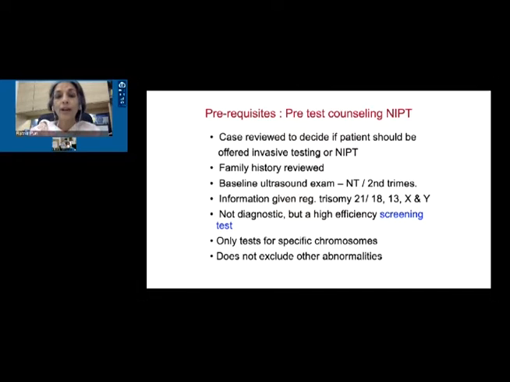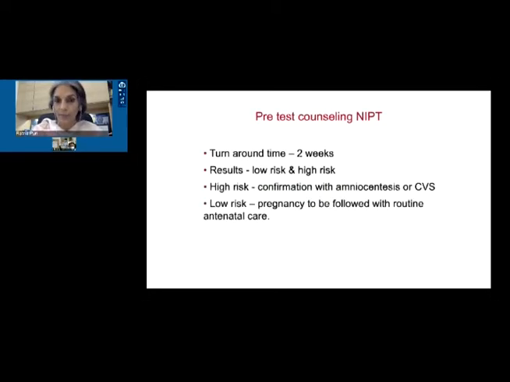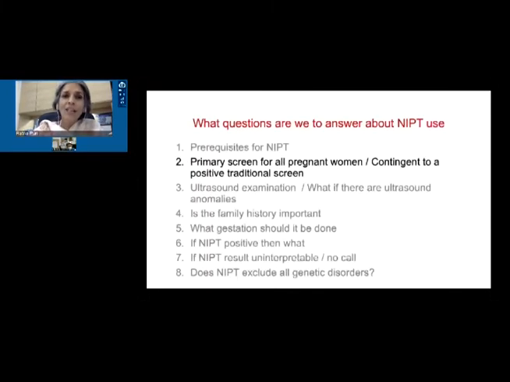That it is not a diagnostic test, but a very high efficiency screening test. It only tests for specific chromosomes, and it does not exclude other abnormalities. It has a turnaround time, so you're not going to offer NIPT at 19 or 20 weeks. It gives a result as a high risk or a low risk or a negative or a positive. If it is positive or high risk, it has to be confirmed with an invasive test. It could be either an amnio or a CVS. If it is low risk, the pregnancy has to be followed up with routine antenatal care. So these are the components that are essential for pre-test counseling.